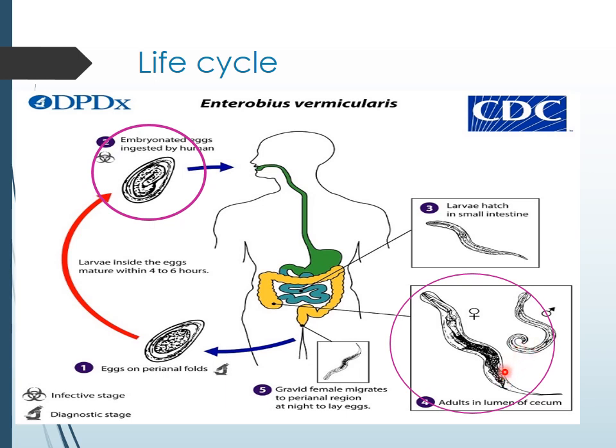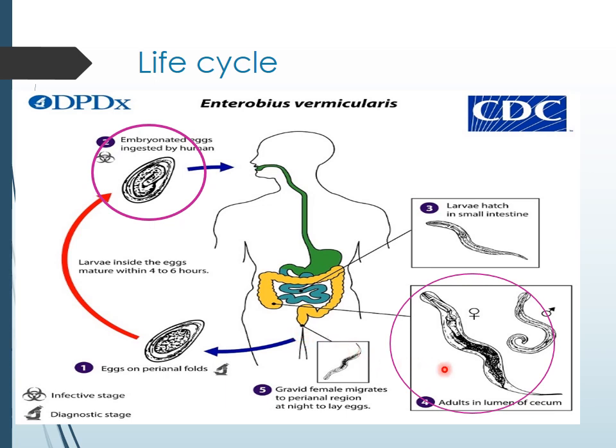There would be fertilization. After fertilization, the male would die and the female worm would come out all the way through the rectum and lay eggs in the perianal region. It is a typical characteristic of this worm that the gravid female comes out mostly during night time and lays eggs in the perianal region, and the eggs are deposited around the skin.